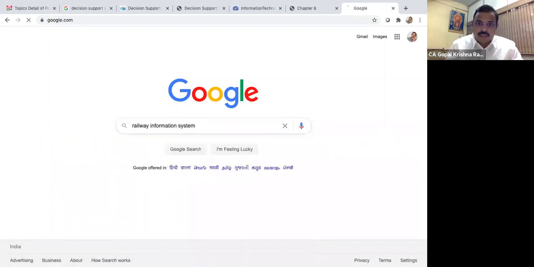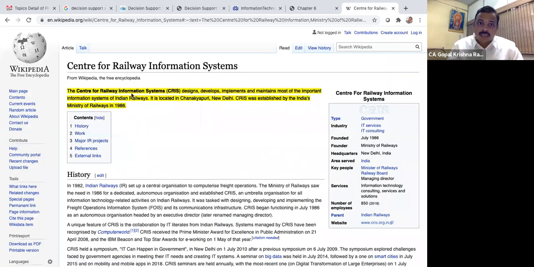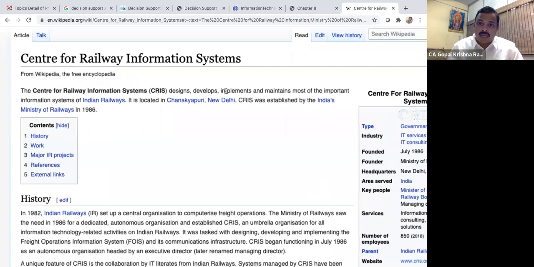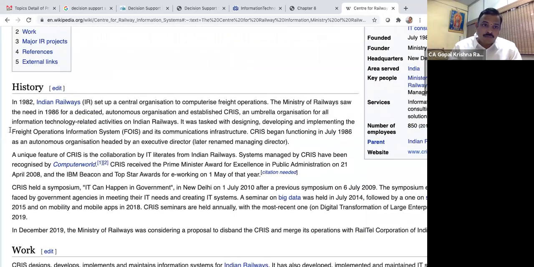So, railway information system. Please look here. This is the Center for Railway Information System, which designs, develops, implements, and maintains most of the information systems in Indian Railways. And what is FOIS? Freight Operations Information System. Fundamental. That is a transaction processing system.